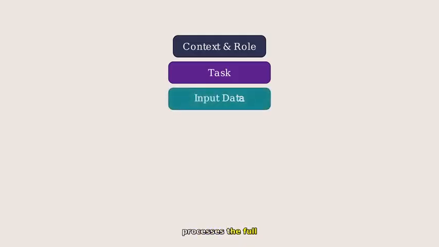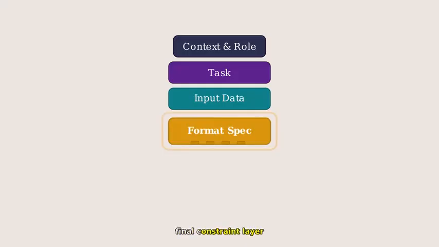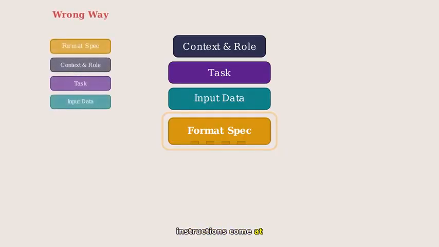The model processes the full instruction set, forms its understanding of the task, and then, as the final constraint layer, applies the formatting specification to its output. The right structure for a format-sensitive prompt is context and role, task description, input data or content, output format specification. The format specification at the end acts as a mold that the model pours its completed reasoning into. When format instructions come at the beginning, they can compete with the task instructions for attention, leading to the model weighting format over substance when it should be weighting substance first.